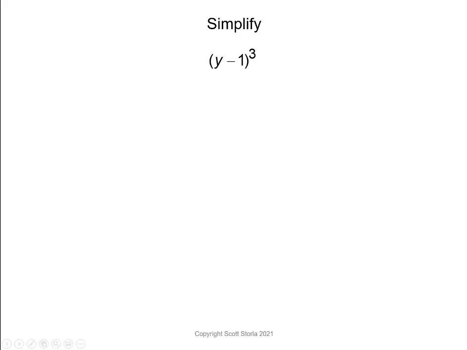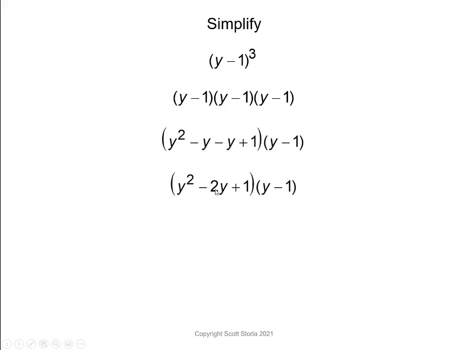Try this one. I'll start with three factors of my base. This will give me y squared minus y, and be real careful right here. This is a plus 1. I'll collect like terms and get y squared minus 2y plus 1.